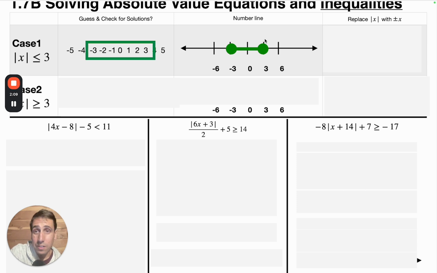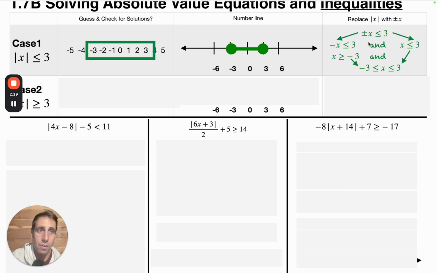If we wanted to solve this, it's going to be similar. We're going to replace the absolute value of x with plus or minus x. Again, just like last section. So instead of the absolute value of x, let's have plus or minus x is less than or equal to 3. And here's the positive version. You can see x is less than or equal to 3. And then here's the negative version over here. Negative x is less than or equal to 3. Well, to get rid of the negative, you have to multiply both sides by a negative number and flip the symbol, and it turns into this. x is greater than or equal to negative 3. That's where this negative 3 comes from, and this positive 3 comes from.